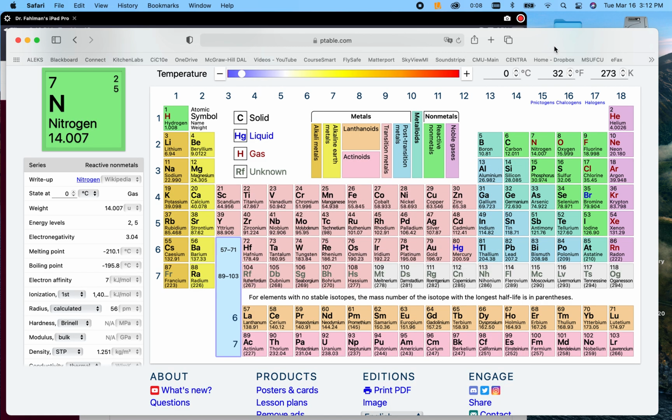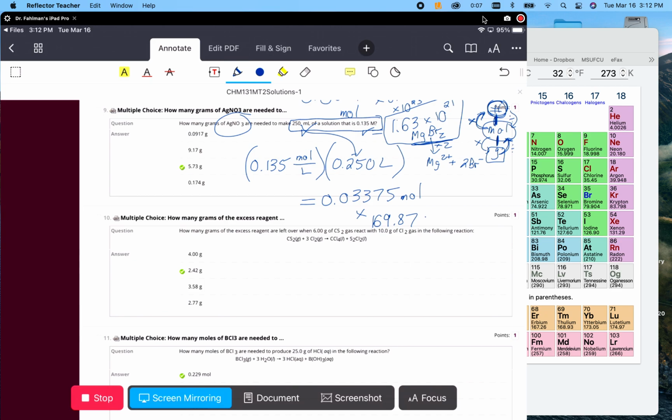Okay, so silver is 107.87, and then you've got nitrogen is 14, and then 3 oxygens, so 16 times 3 is 169.87. Okay, so let me not forget to shift back. So you multiply those out, and you get 5.73 grams.